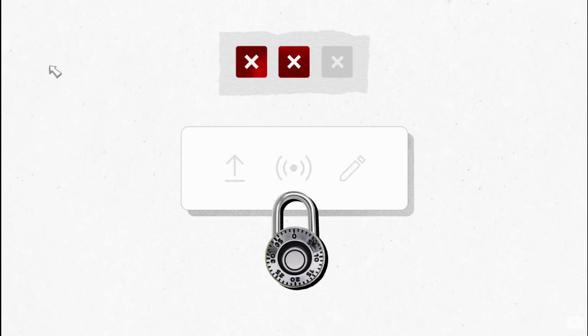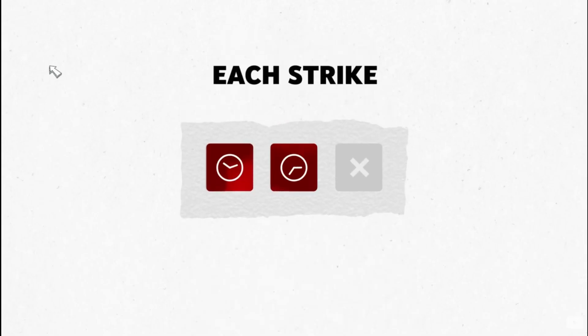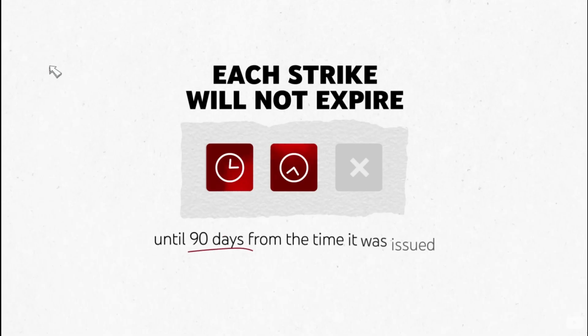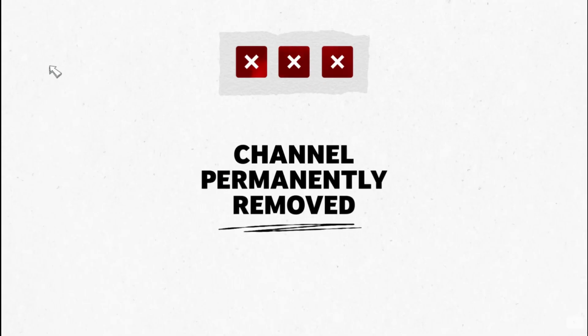If you get a second strike within the same 90-day period as your first strike, you will not be allowed to post content for 2 weeks. If there are no further issues after the 2-week period, we restore full privileges automatically. Each strike will not expire until 90 days from the time it was issued. 3 strikes in the same 90-day period result in your channel being permanently removed from YouTube.